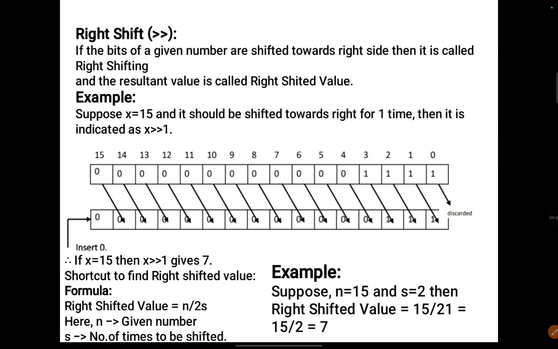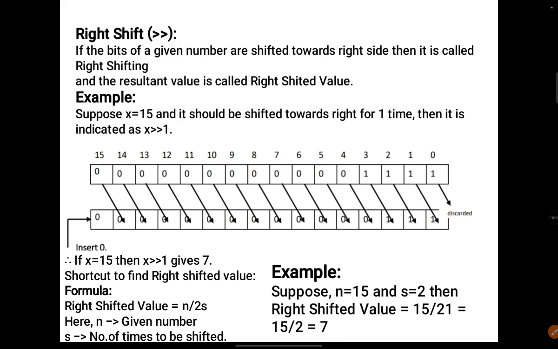Right shift. If the bits of a given number are shifted towards the right side, then it is called right shifting, and the resultant value is called the right shifted value. Example: suppose x is equals to 15 and it should be shifted towards the right one time, then it is indicated as x >> 1. If x is equals to 15, then x >> 1 gives 7.